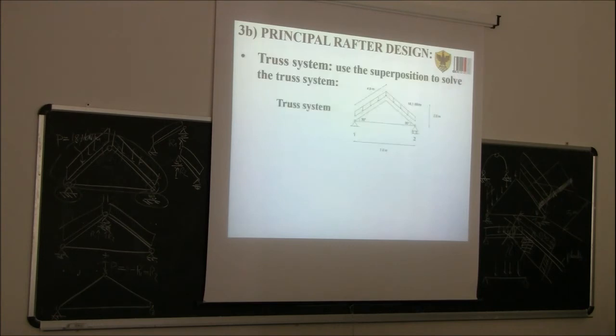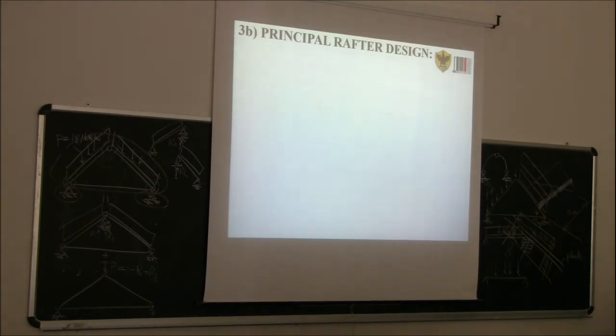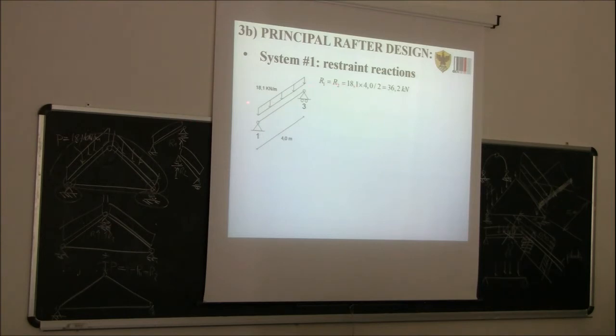Okay, so this is the original system. This is the superposition between these two systems. So the restraint reaction is 72.4, because you multiply 18.1 by 2, so 36.2, and you times 2 because you have also the other side. So the restraint reaction of this system, very simple, 18.1 times 4, the length, divided by 2, 36.2.